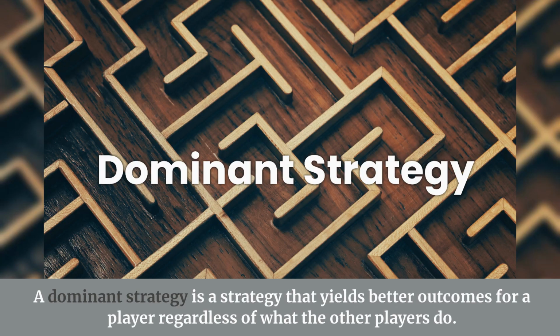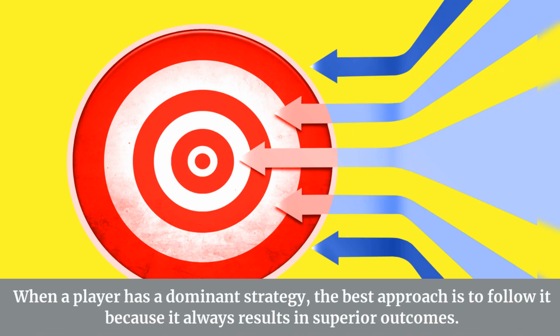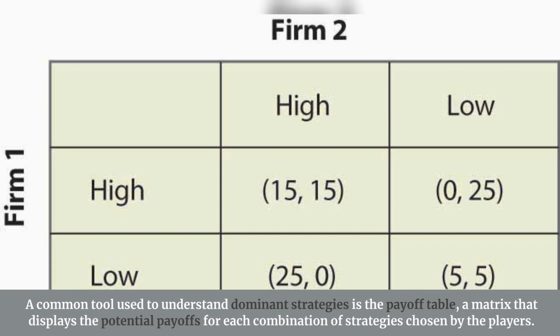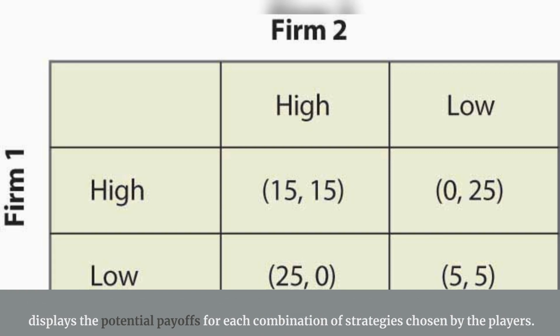A dominant strategy is a strategy that yields better outcomes for a player regardless of what the other players do. When a player has a dominant strategy, the best approach is to follow it because it always results in superior outcomes. A common tool used to understand dominant strategies is the payoff table, a matrix that displays the potential payoffs for each combination of strategies chosen by the players.